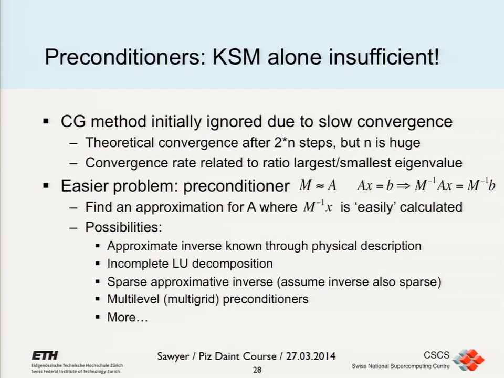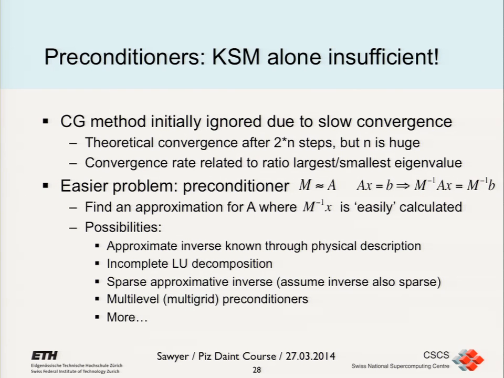Well, people found that method very interesting in the 1950s and then quickly lost interest. Why did they lose interest? Well, it theoretically converges in n steps, where n is the size of the matrix. If it's a large matrix, that's like 10 to the 6th, 10 to the 7th. That's a lot of steps. And the convergence rate is related to the ratio of the smallest to the largest eigenvalue.